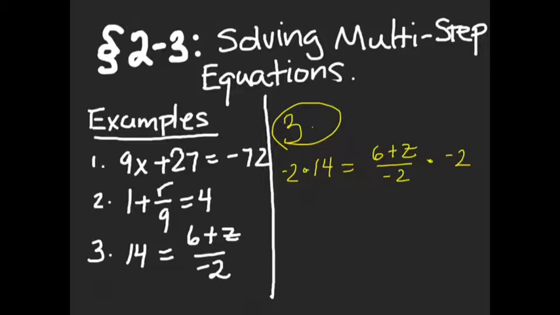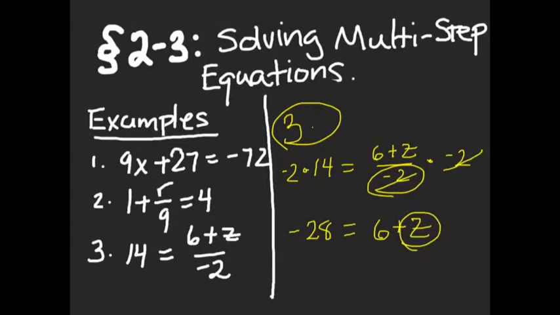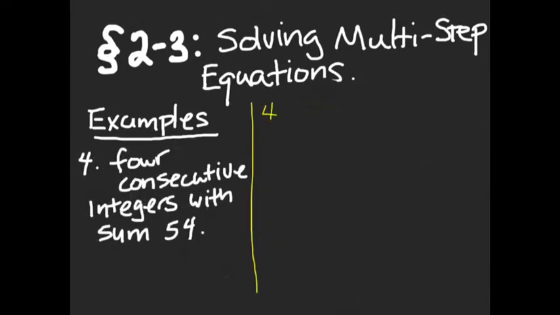So we multiply both sides by -2. The -2's cancel. So I canceled out conveniently this denominator, so life will be good. And I get a -28 on my left side, and on the right side of my equation, I'm left with 6 plus z. This equation is pretty straightforward in terms of solving. I need to isolate my z. I'm going to add the opposite to both sides, and I see that z is equal to -34.